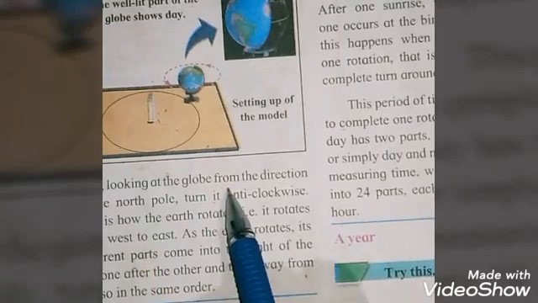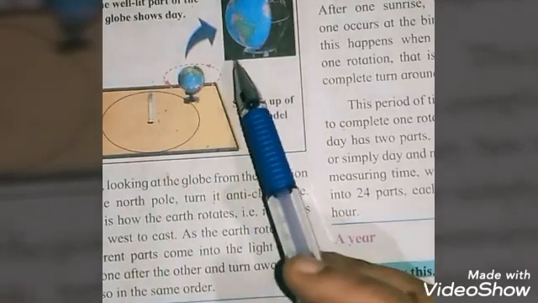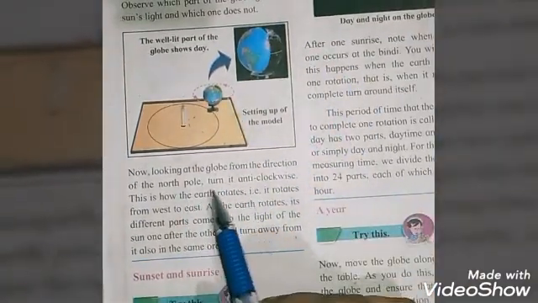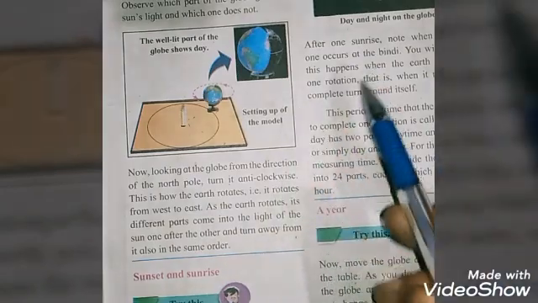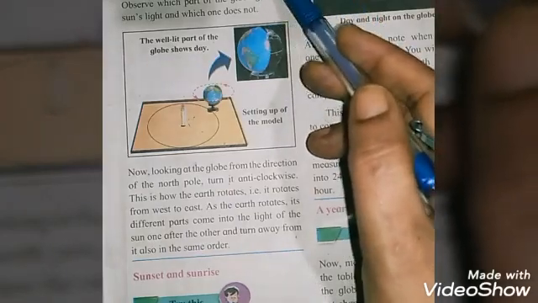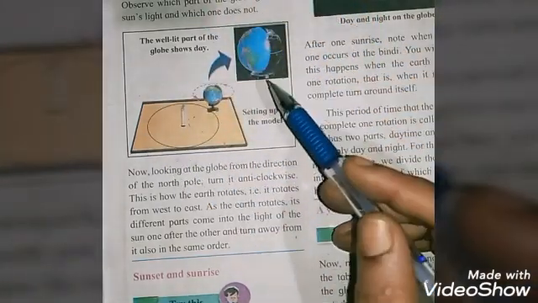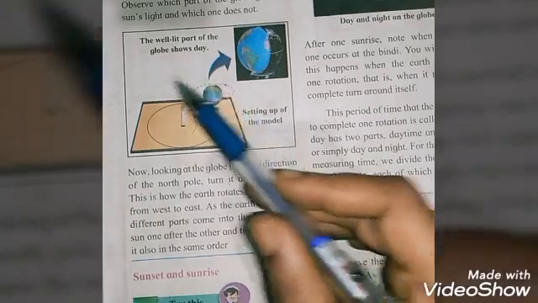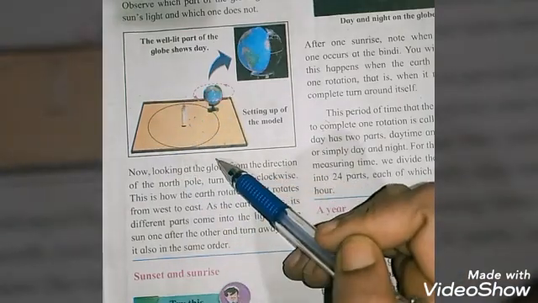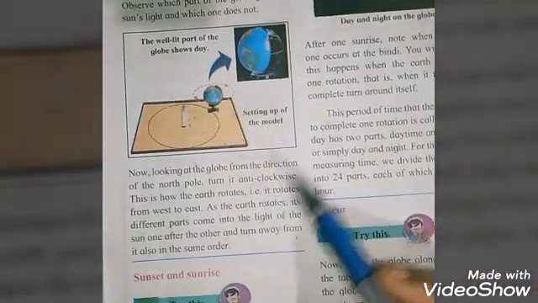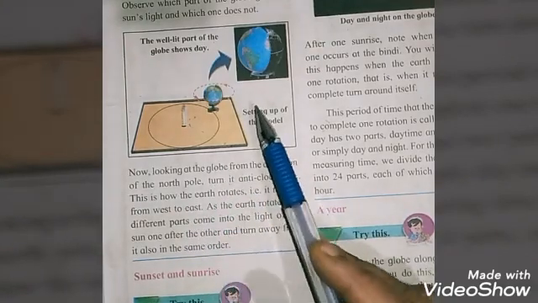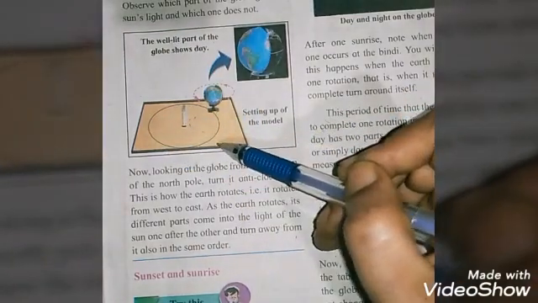Now looking at the globe from the direction of the north pole, turn it anti-clockwise. So what does clockwise mean? Clock at 1, 2, 3, 4 like this. Anti-clockwise means we have to turn this from west to east. West to east direction. Anti-clockwise direction. Earth rotates from west to east.